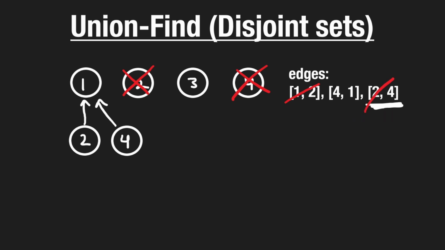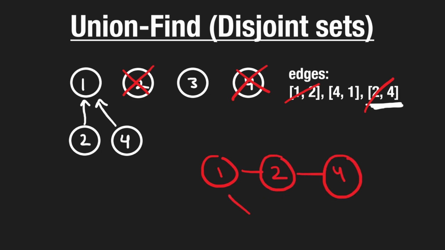And by the way, based on these two edges, 1 and 2 are connected and 2 and 4 are connected, we would have a graph that looks something like this, wouldn't we? Where 2 is connected to 1 and 2 is connected to 4. But with our union find, we ended up with a tree that looks like this. 2 is connected to 1 and 4 is connected to 1. Well, that's kind of the point.